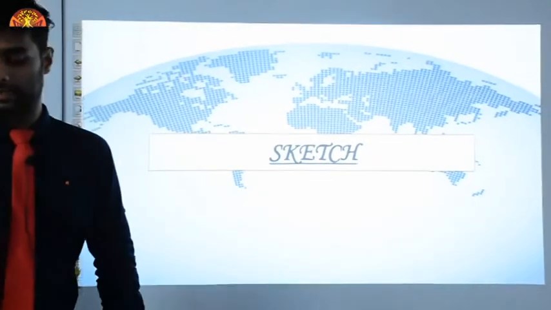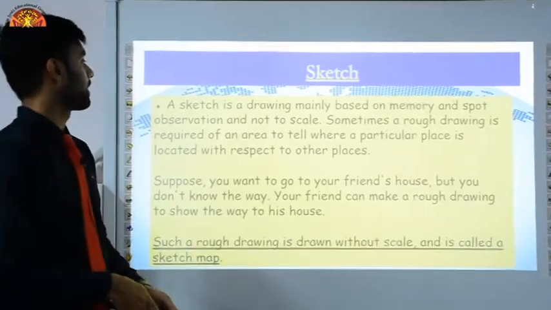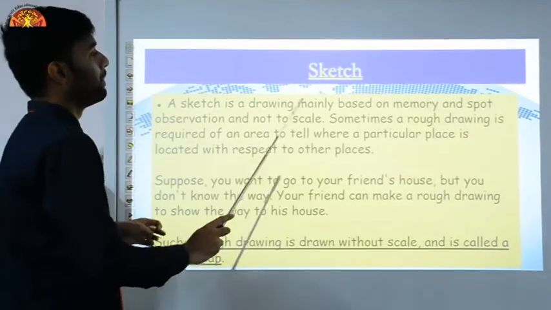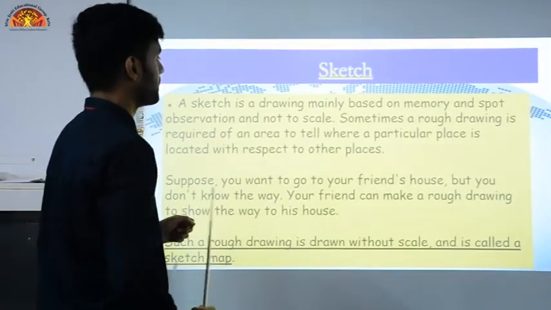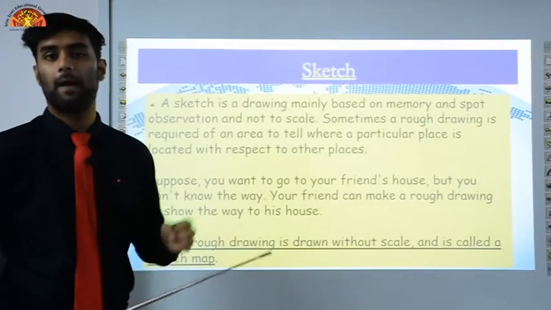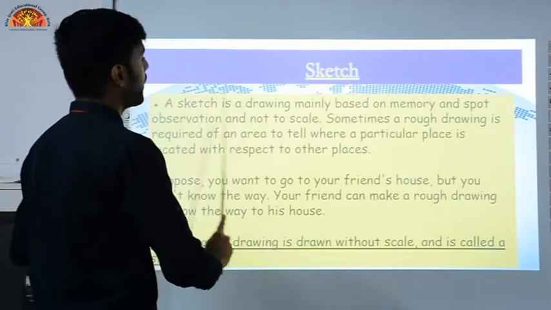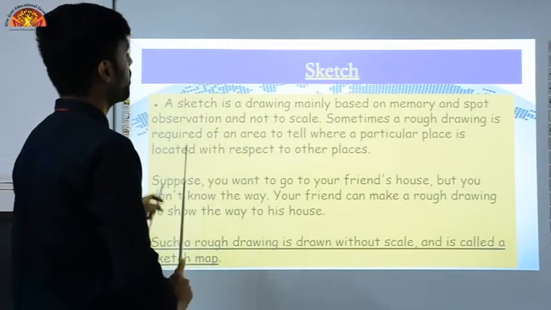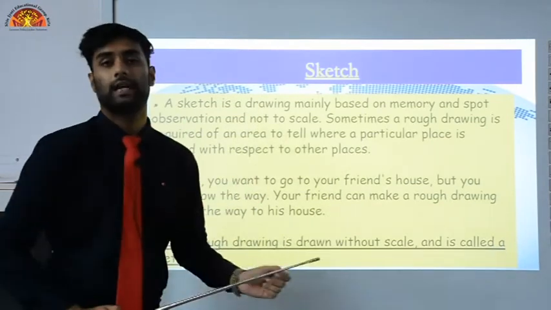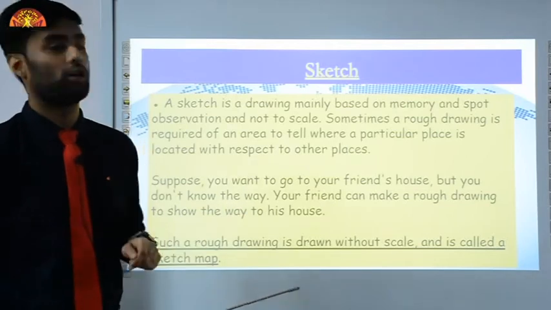Now we come to sketch. A sketch is a drawing mainly based on memory and spot observation. अब sketch क्या होता है? अभी तक हम maps के बारे में पढ़ रहे थे, अभी ये sketch है. Sketch है जो drawing. It is a drawing mainly based on memory and spot observation and not to scale. Sketches are drawn by memory and not by scale.